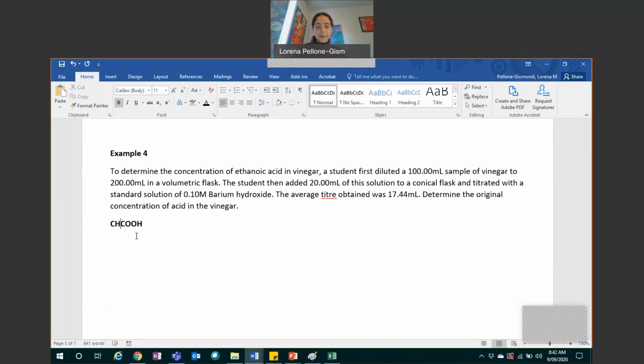CH3, and I just want that to be subscript, COOH. We are putting it in a volumetric flask. We are then going to titrate it with barium hydroxide.